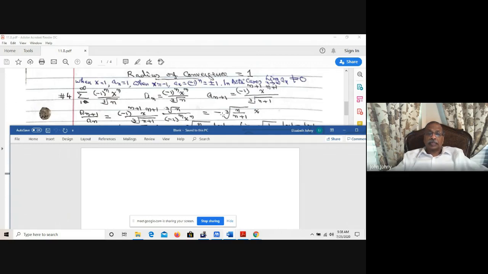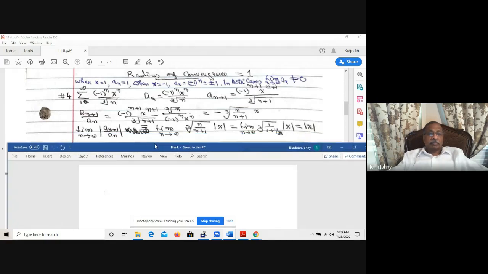The answer is going to be negative, because -1 to the power of n plus 1 divided by -1 to the power of n is -1 to the power of n plus 1 minus n, that is -1 to the power of 1. So it is -1. Then x to the power of n plus 1 over x to the n is x, and then under the cube root, n divided by n plus 1.